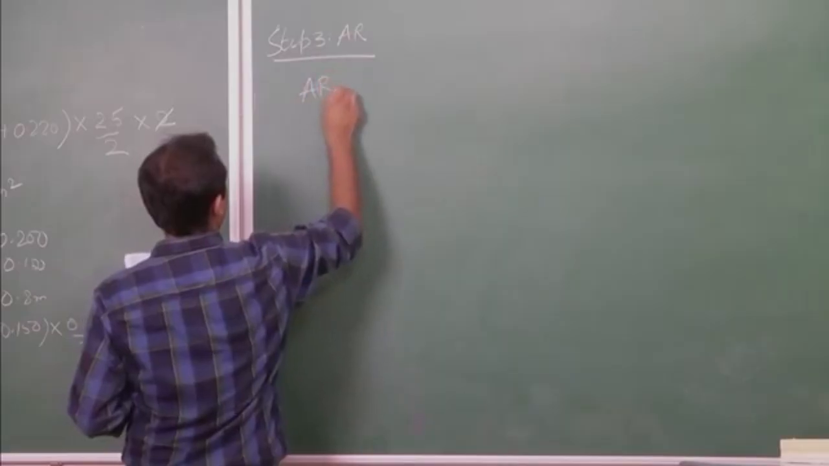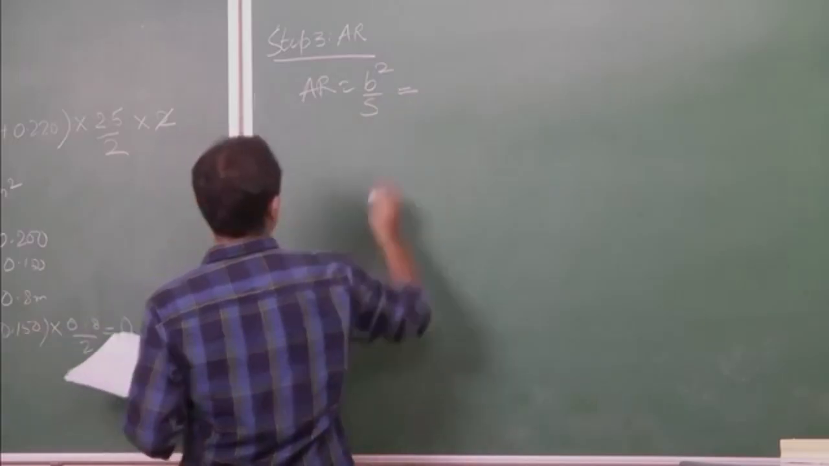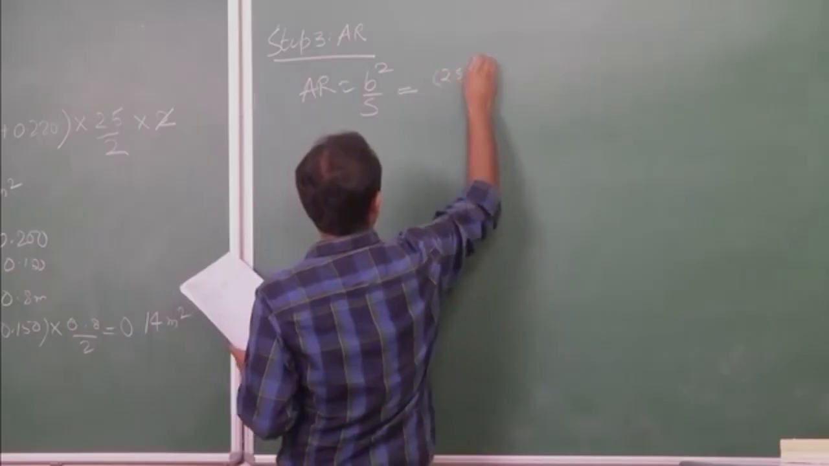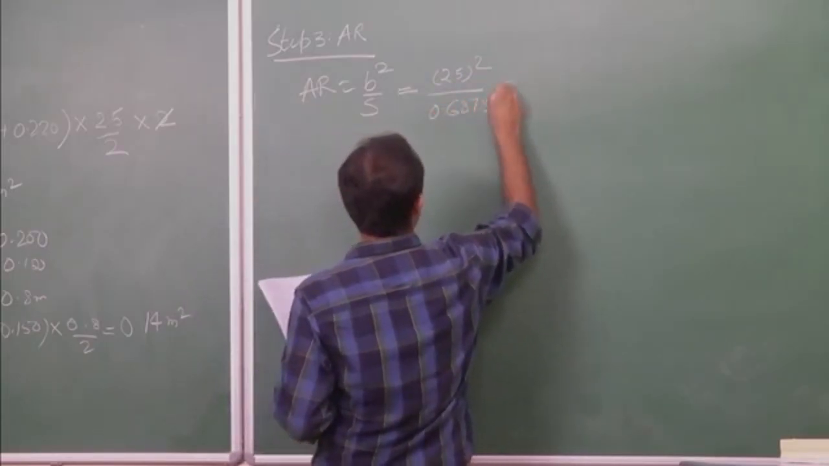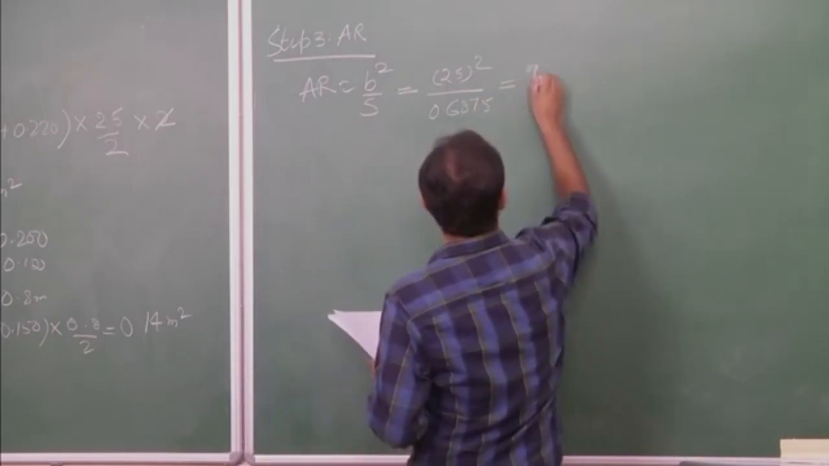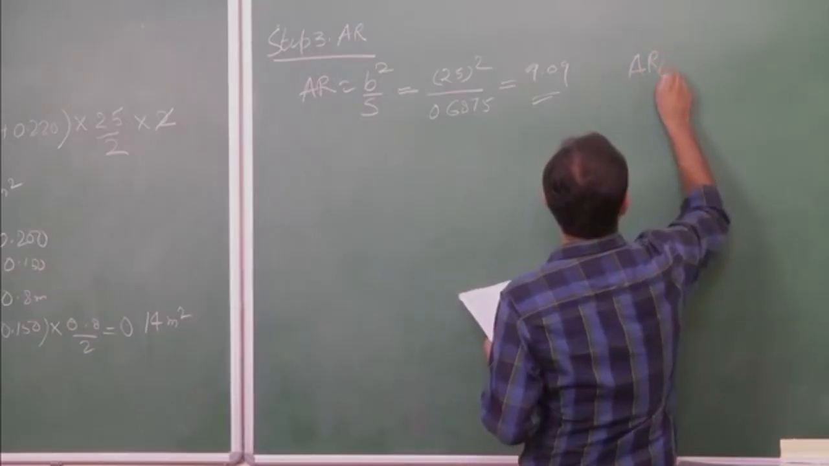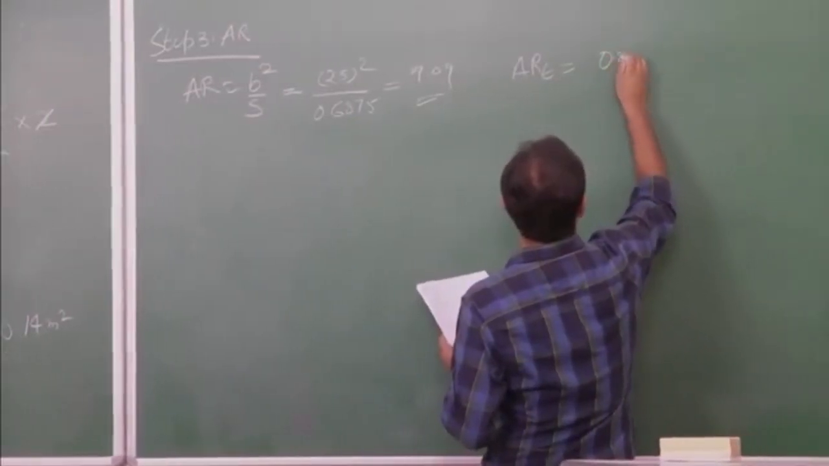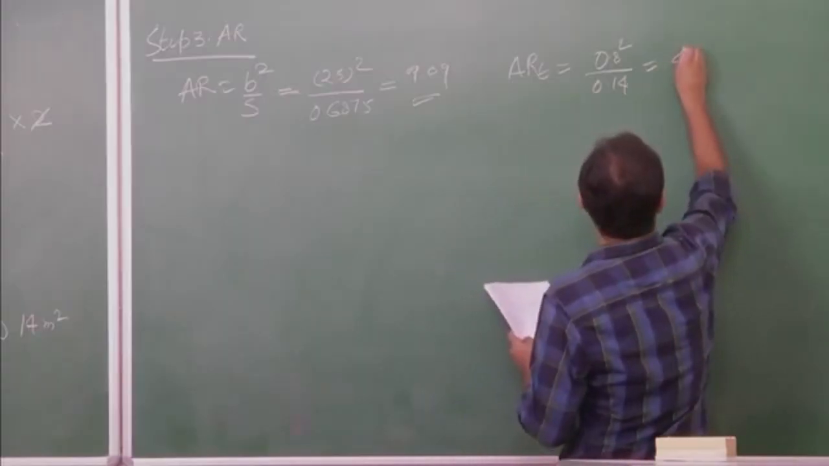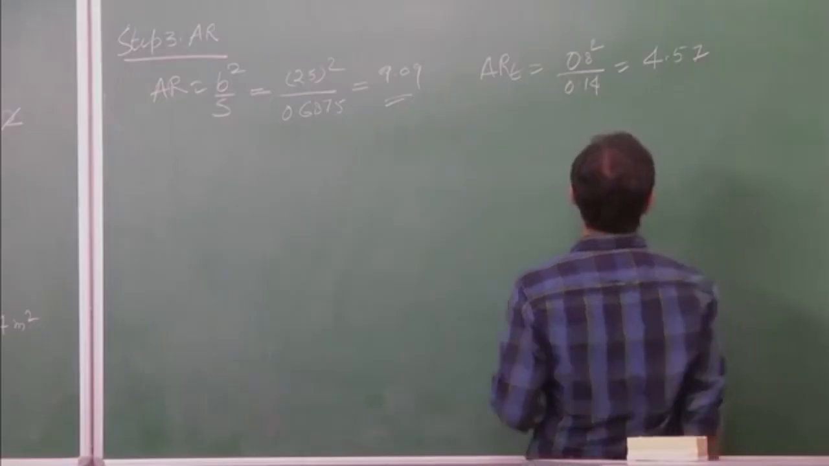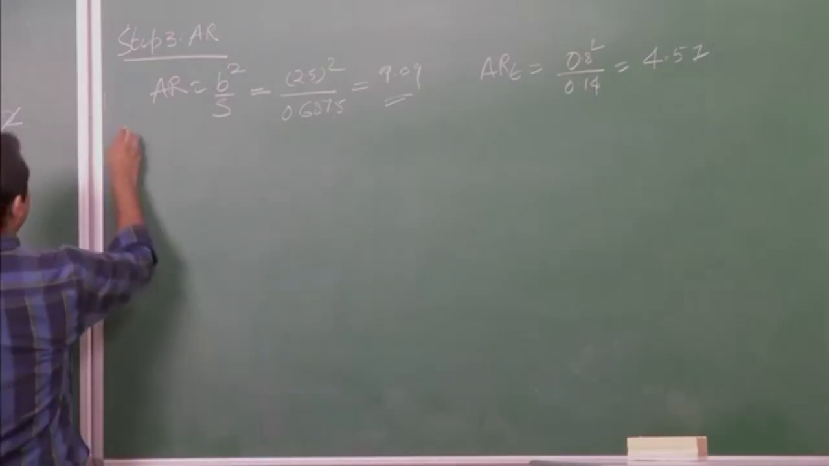We know that aspect ratio is given by b square by S. We already know the wing span is 2.5 meters and the area we got as 0.6875, which gives me an aspect ratio of 9.09. Similarly, the aspect ratio for the tail is 0.8 whole square by 0.14, which is around 4.57, and in case of the tail, aspect ratio is usually between 4 and 5.